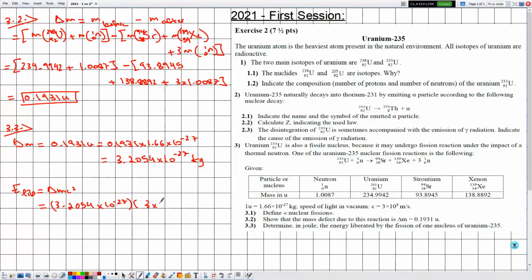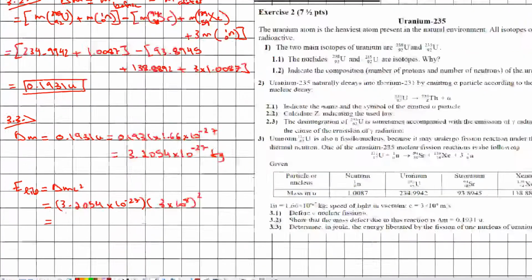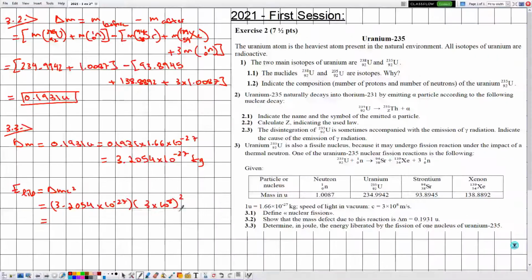Expression on the calculator. Now the mass is in kilograms and the speed is in the SI, which is meters per second. Then the value of the liberated energy is 0.8848 times 10 to the power minus 11. Since everything is expressed in the SI, we know that the SI unit of energy is joules.